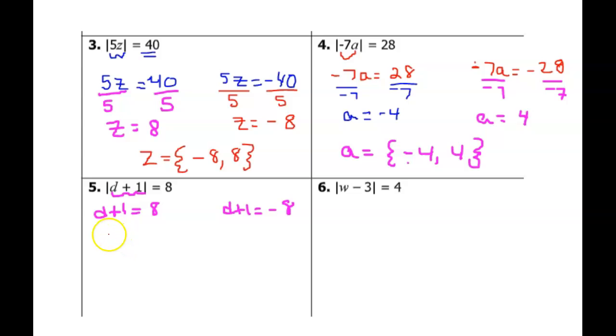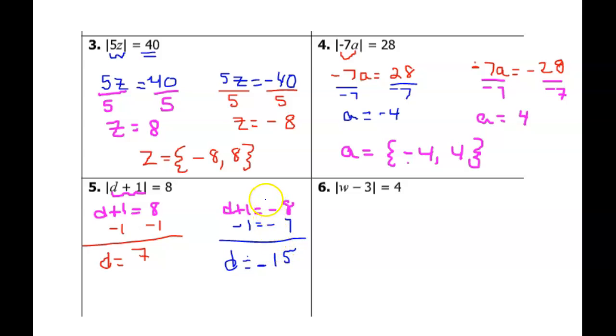So for the left side, I'm going to subtract 1 on both sides. I end up with d equals 7. On the right side, I am going to subtract 1 on both sides. Be careful now, guys. Be careful. Don't assume that it's always going to be the positive and negative of the number. It doesn't work like that. When I subtract 1 this time, I end up with d equals negative 15.